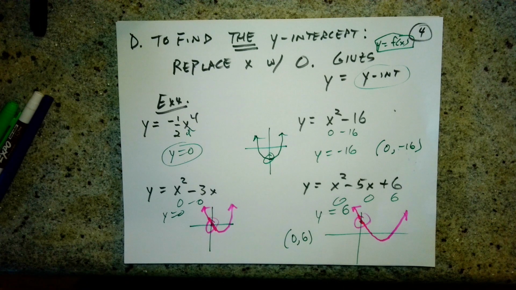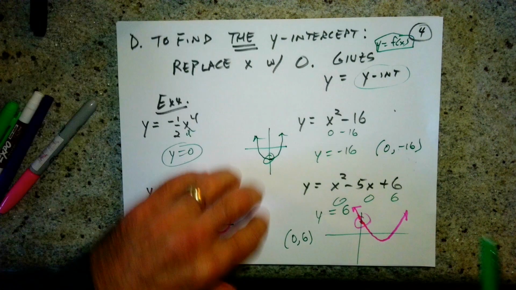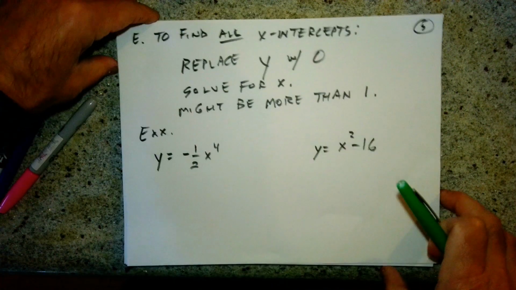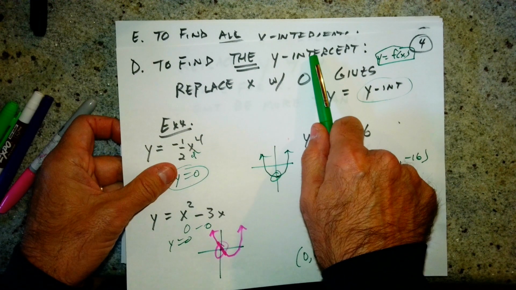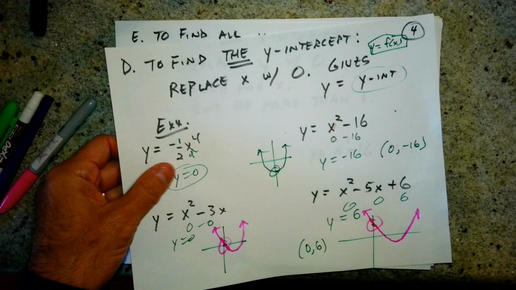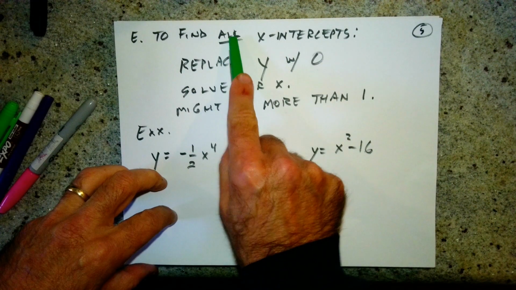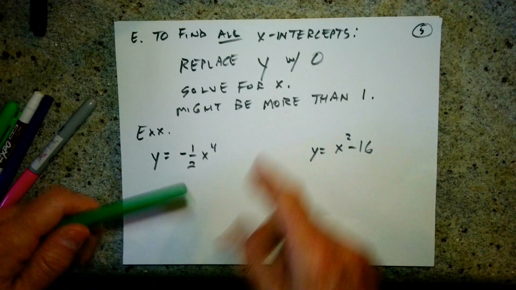And you'll notice every time a point is a y-intercept, the x-coordinate is 0. The first digit of its coordinate is 0. All right, now, this said to find the y-intercept because there can only be one if something is a function. Otherwise, it would fail the vertical line test. To find all x-intercepts, oh, that means there can be more than one x-intercept. There can be, but it doesn't have to be.